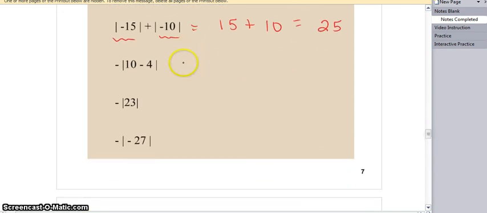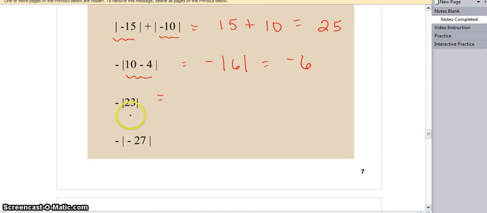The next problem, we have the opposite of the absolute value of 10 minus 4. Well, we need to work inside the absolute value bars first, like they're parentheses. So the opposite of the absolute value of 6, because 10 minus 4 is 6. And then the absolute value of 6 is 6, and the opposite of that is negative 6.